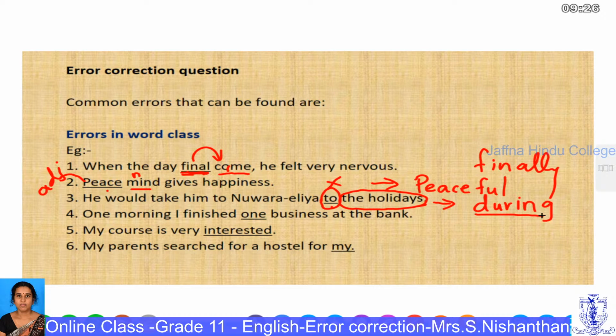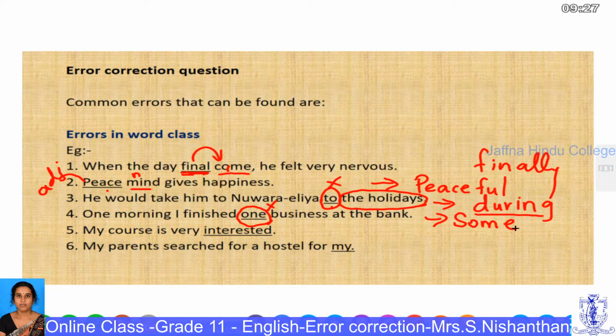One morning, I finished one business at the bank. Here the one is wrong. Usually we don't say one business. Usually we say it as some business. I have some business there. I have to do some business. Right? Some business. So there's an error in determiners. Any, few, some, many, like that.